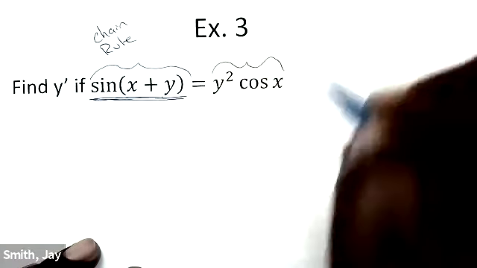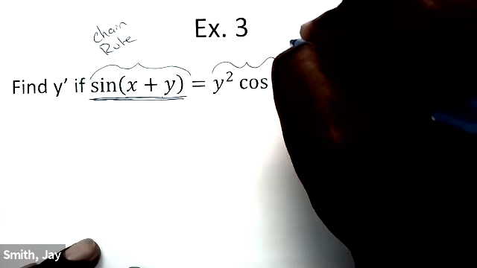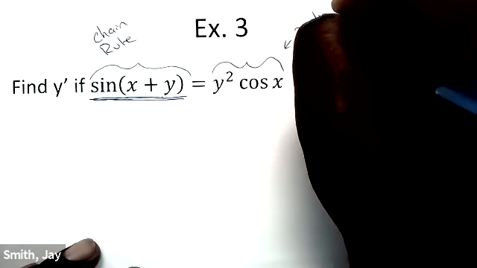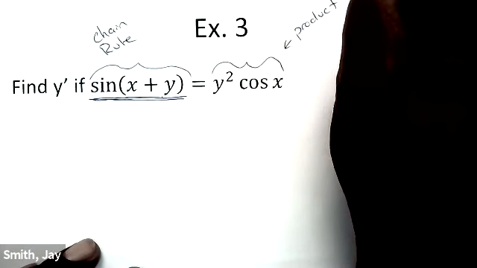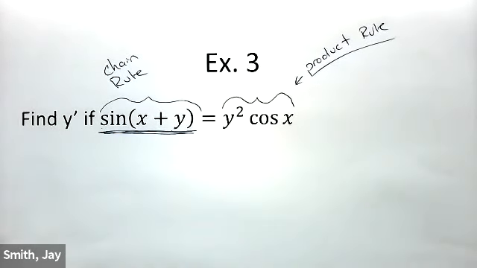On the right-hand side, we have two differentiable functions, y squared and cosine x. This is a product rule. We have two differentiable functions that are being multiplied. So this is a product rule problem. So though we're going to take the derivative with respect to x on both sides, the way that we're going to take the derivative is going to be different. One side we have this chain rule, the other side we have this product rule.